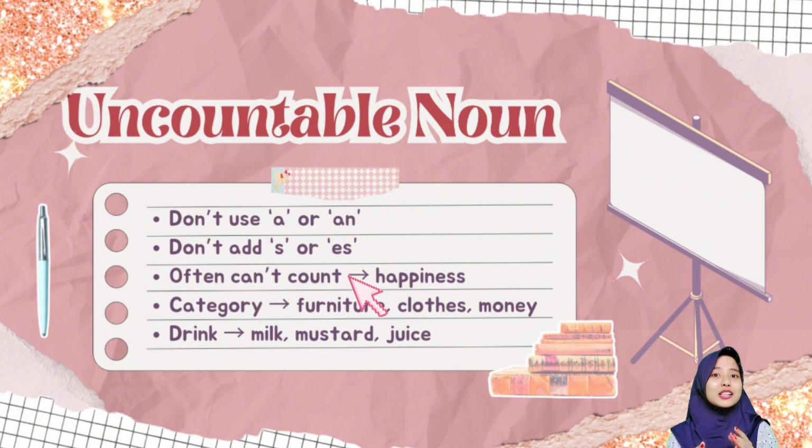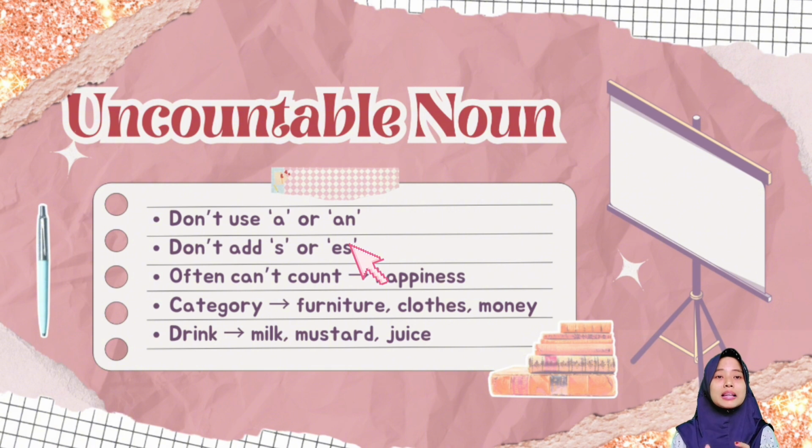Now, let's look at what is the uncountable noun and how is it different. Okay, we are going to talk about uncountable noun, or we can call them non-count noun. So, that means the same thing. An uncountable noun is a noun that you do not use a or an in front of. For example, an uncountable noun is sadness. I don't say a sadness.